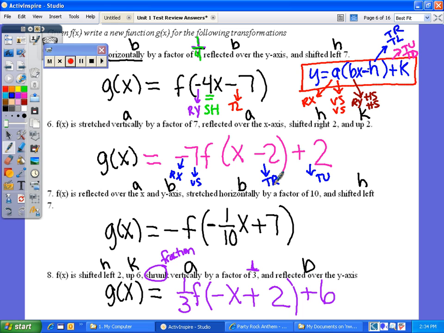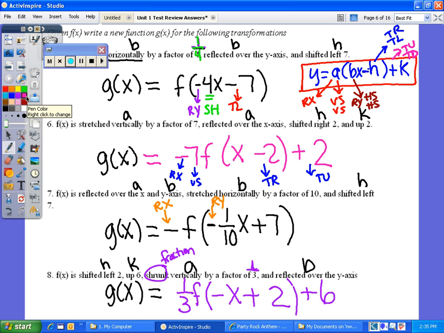All right, the next one said it's reflected over the x and the y-axis. So here's my reflection of the x. It always comes before the function. And here's my reflection of the y. It always comes before you start anything else, inside the parentheses.